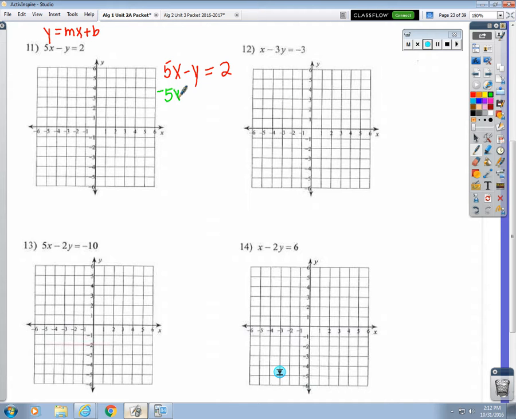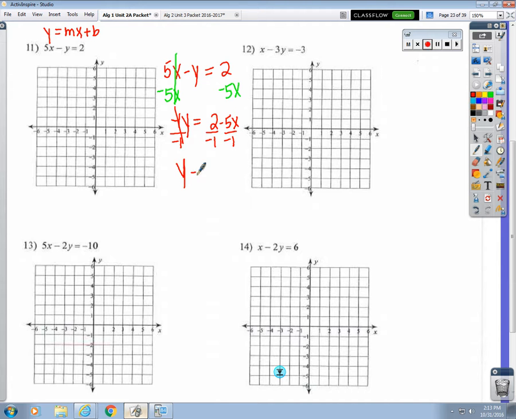Right, we're going to subtract 5x, cross them out. Okay, then you have a negative y on the left side equals 2 minus 5x on the right. Now is y by itself? I see something beside it. What's beside it? Isn't that a negative 1 times y? So we divide by negative 1.